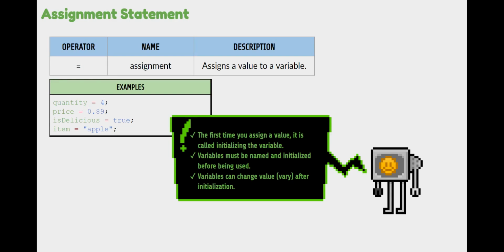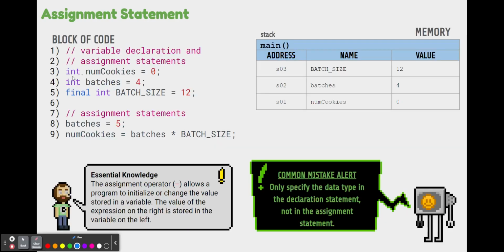That's when we use it in our variable declaration and assignment statement. Variables must be named and initialized before being used, and variables can change value after they are initialized. So looking at some code, on the top we have our variable declaration and assignment statements. We have seen these before in the previous lesson. I'm just going to point out that there are assignment statements in here.